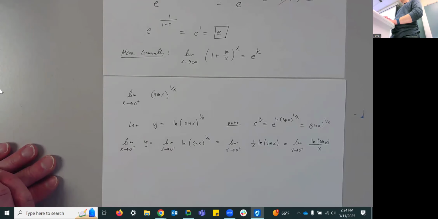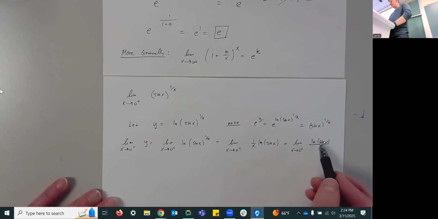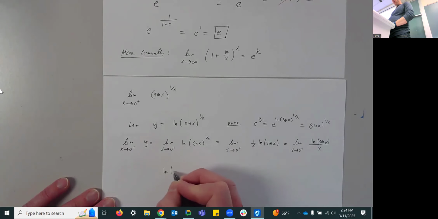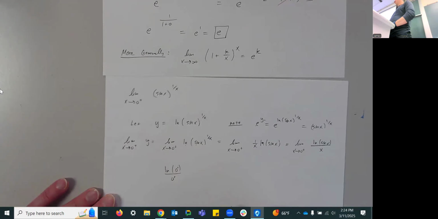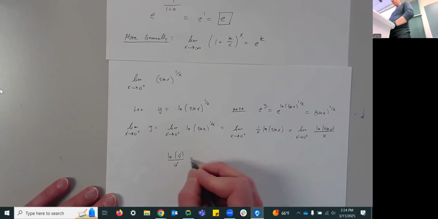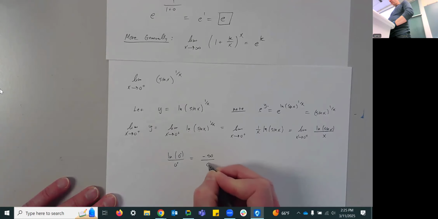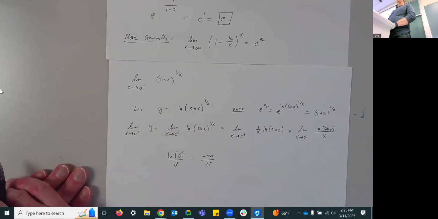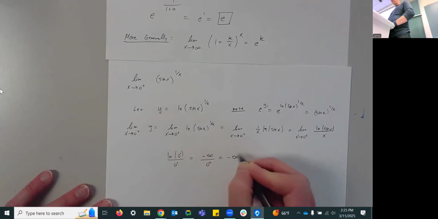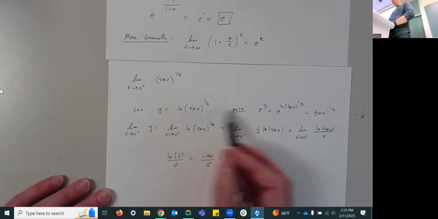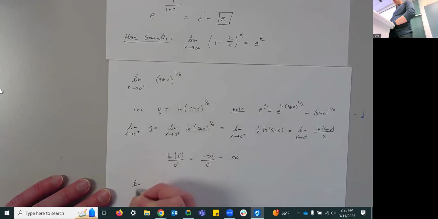So if I plug in 0 right now, what do I actually get? Which I know is a hard question. Well, sine of 0 is 0, so I'm getting the natural log of 0 over 0. Well, the natural log of 0 goes to negative infinity. And a really big number divided by a really small number still stays really big. This is just negative infinity, which means that this limit here is going to be e to the negative infinity, which is 1 over e to the infinity, which is 0.